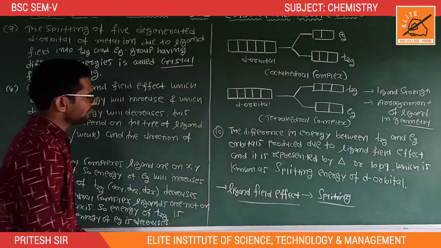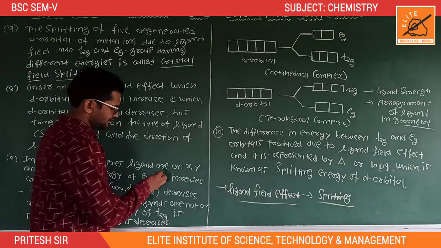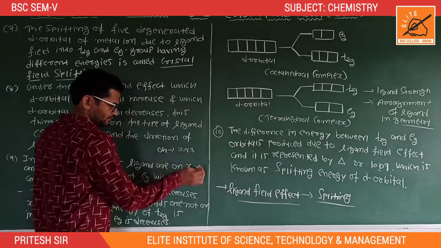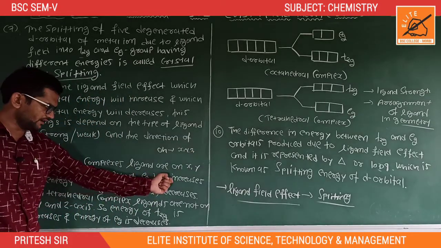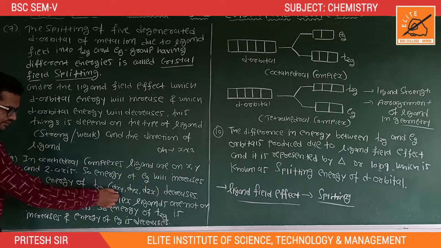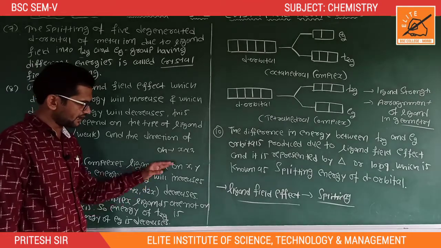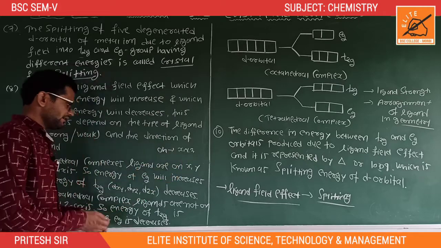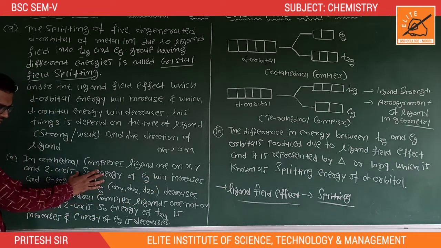Another point: in octahedral complexes, ligands are on the x, y and z axis. So the energy of Eg increases and the energy of T2g decreases. In an octahedral complex, the ligands are arranged on the x, y and z axis, so at that time the energy of Eg increases and the energy of T2g decreases.